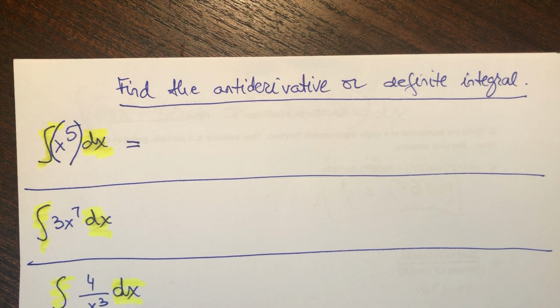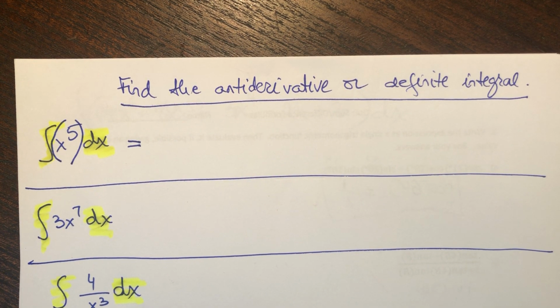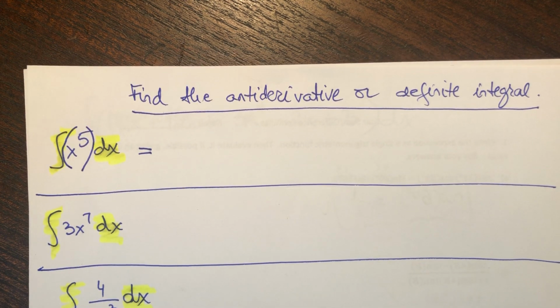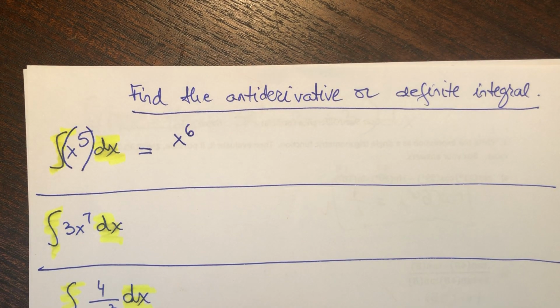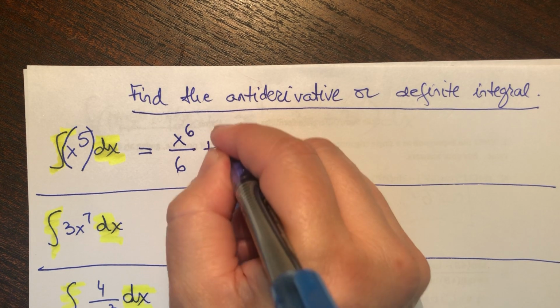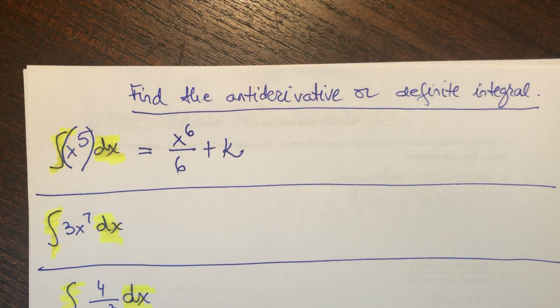So look back, keep the formulas in front of you. I don't really have much space here. But what did the power rule for antiderivative say? It simply says you're going to increase the power by 1 and then divide by that power. That's it. So the antiderivative of x to the fifth is x to the 6 divided by that 6. And always don't forget to add any kind of constant.